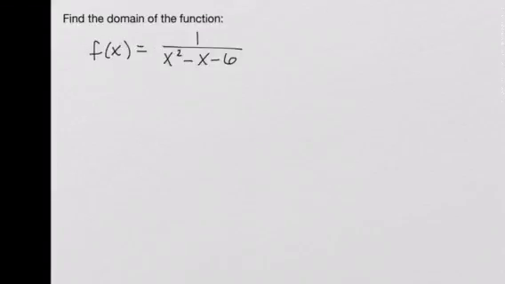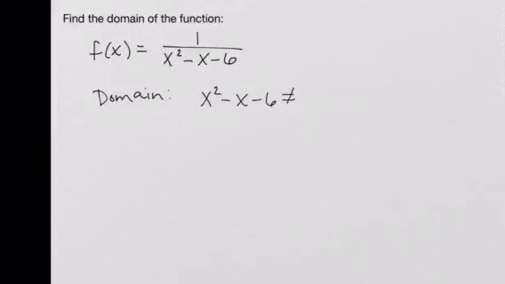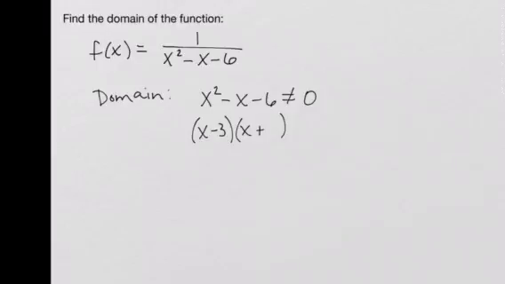The next problem that you asked about was finding the domain of a fraction where the denominator needs to be factored. So what we would do is look at the denominator. For the domain, the denominator is not allowed to be the number 0, so we say x squared minus x minus 6 cannot be the number 0. We would factor the denominator: x minus 3, x plus 2.